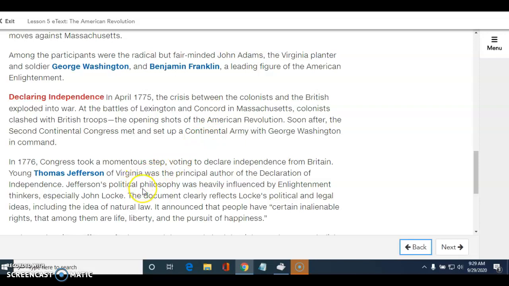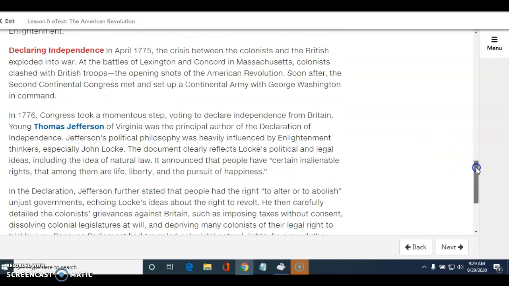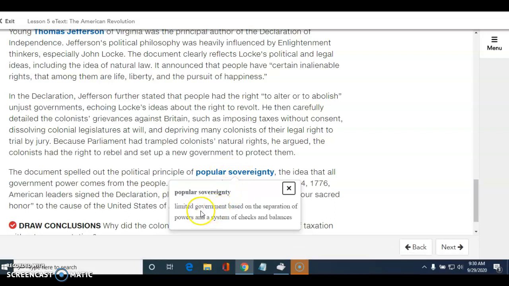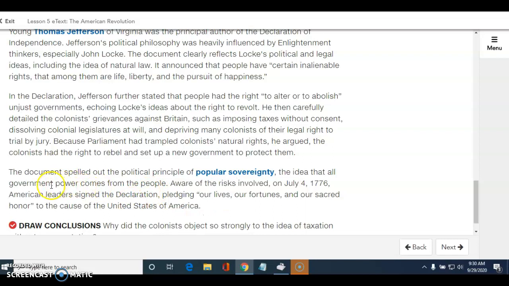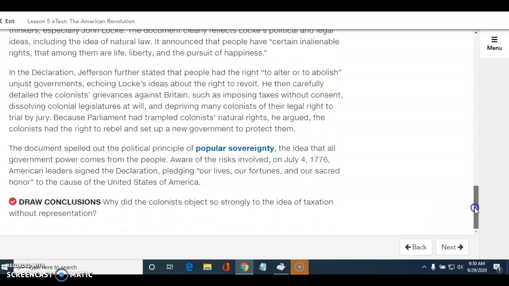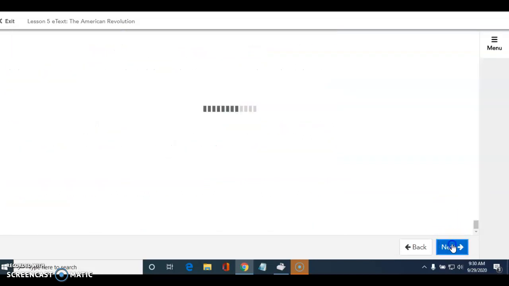In 1776, things start moving fast, and we see our friend here, John Locke. His ideas are adopted by Thomas Jefferson, and he is the principal author of the Declaration of Independence. The concept that the Declaration of Independence shows is popular sovereignty, and popular sovereignty is the idea of limited government based on separation of powers with checks and balances, but also that power comes from the people. So there's a large element of democracy in popular sovereignty. We're going to keep going.